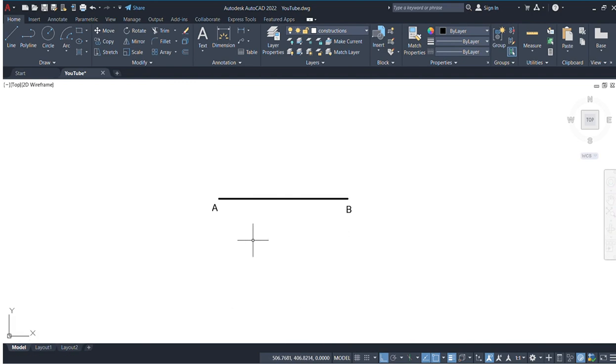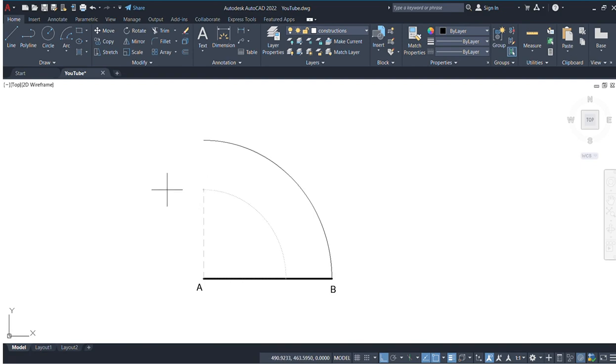So the first thing, draw line AB equivalent to the dimensions you are given. So line AB in my case is 60 units. Now with compass on point A and AB as the radius, draw an arc.